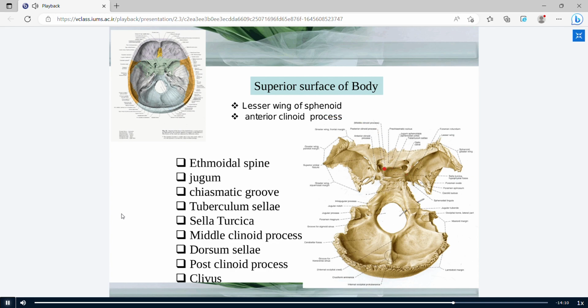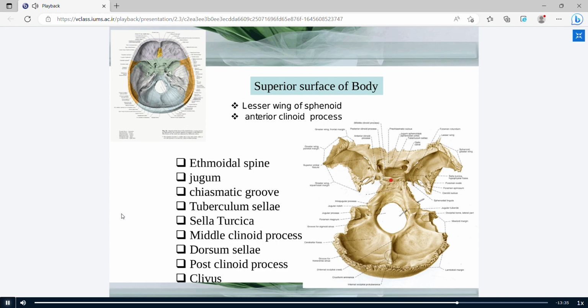At the lateral border of the tuberculum sellae, there is a middle clinoid process, and at the lateral corner of the dorsum sellae, there is a posterior clinoid process. The location of the clinoid processes is very, very important. You should know the location of the anterior clinoid process, middle clinoid process, and posterior clinoid process.